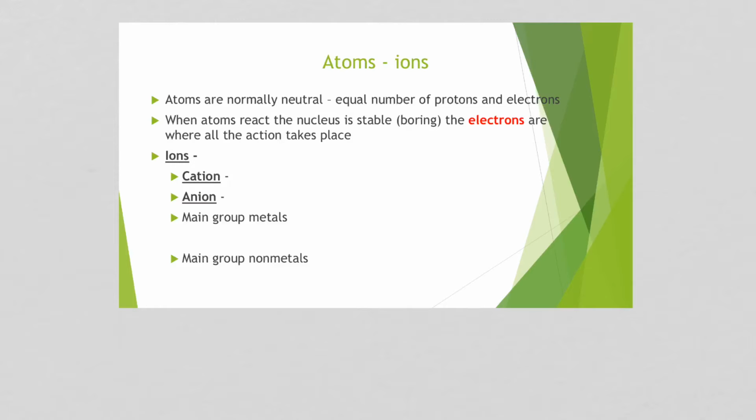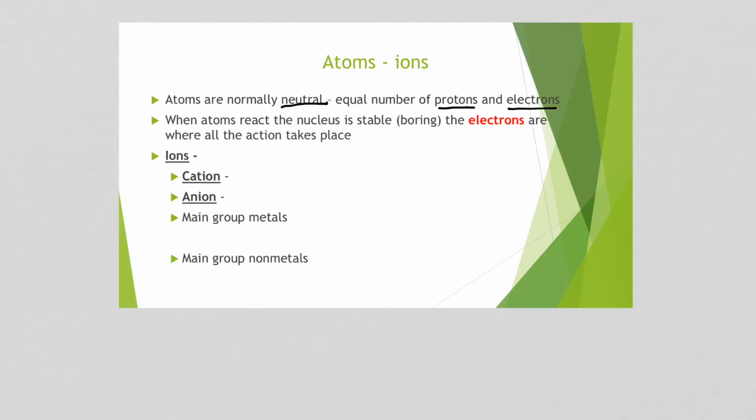So as we've learned before, atoms are normally neutral, meaning they have no overall charge, right? This is accomplished by having equal numbers of positively charged protons and negatively charged electrons. So ions, right, are created when atoms lose or gain electrons.